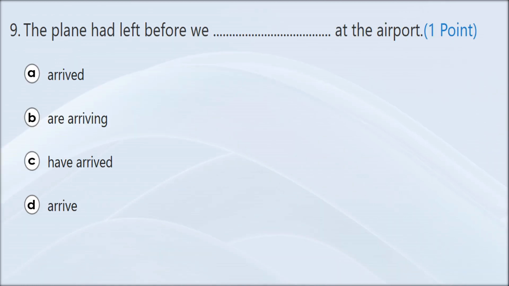Number 9. The plane had left before we at the airport. The plane had left before we arrived, are arriving, have arrived, arrive. Choose the right verb form. This is again grammar.